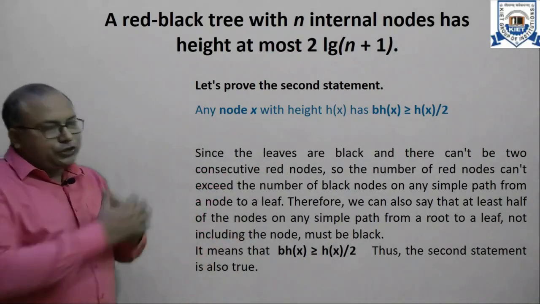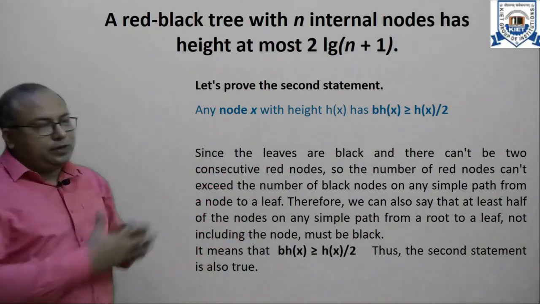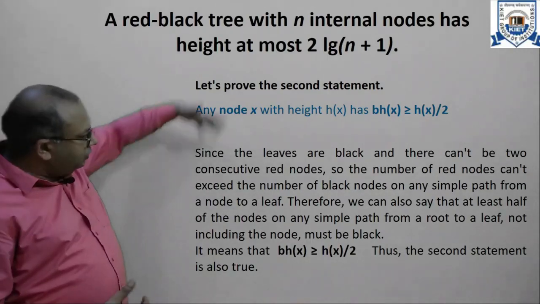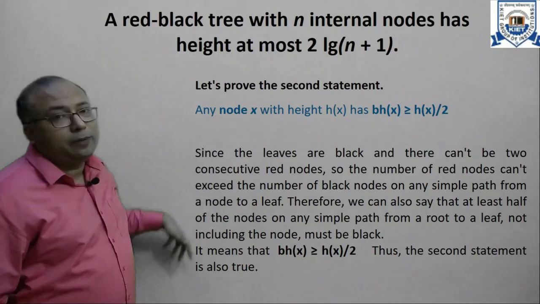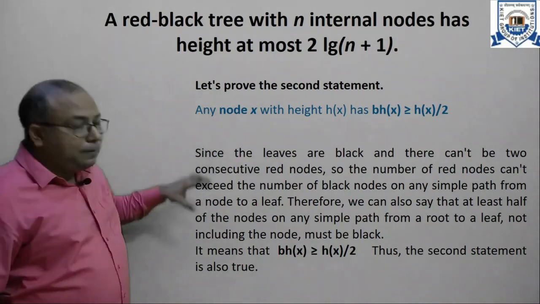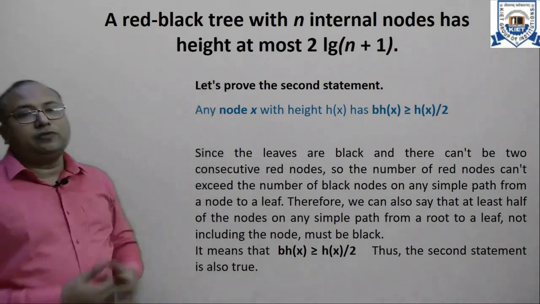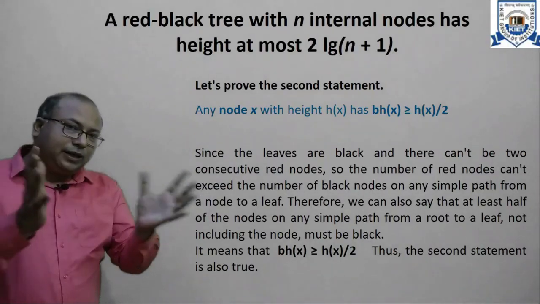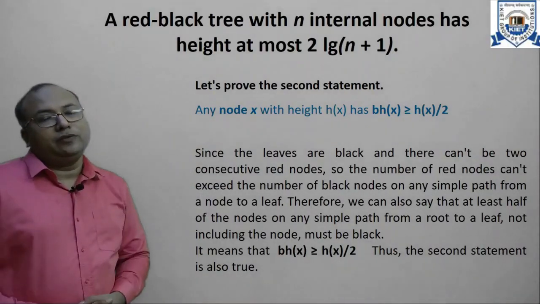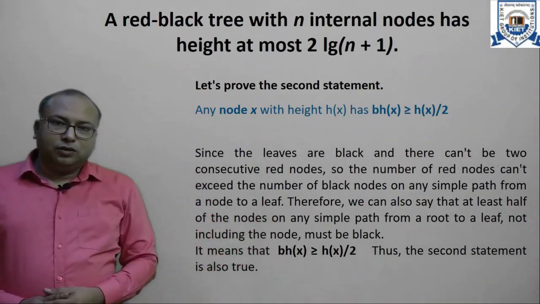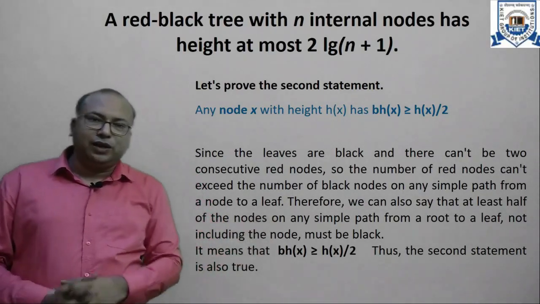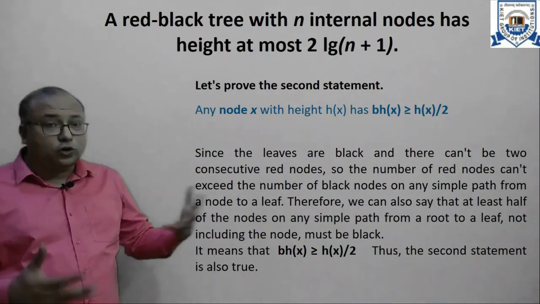So what is the relationship? The relationship is very clear: half of the nodes must be black in any path. So the meaning is that the black height of any path must be greater than or equal to half of the height of that tree. So property number 4 is sufficient to fulfill the second statement that we needed to prove.